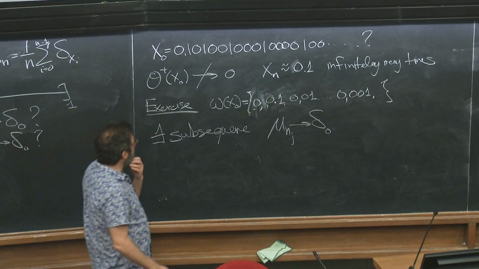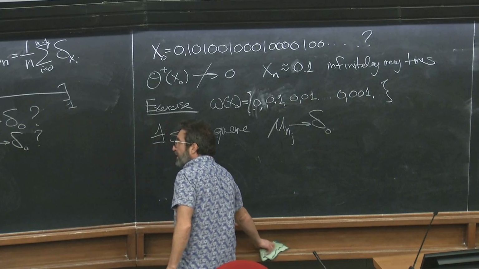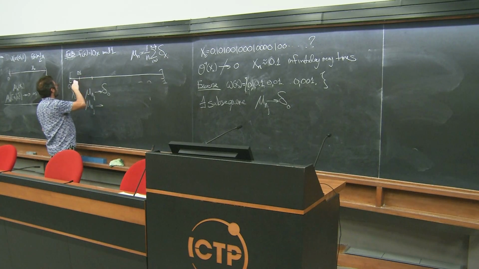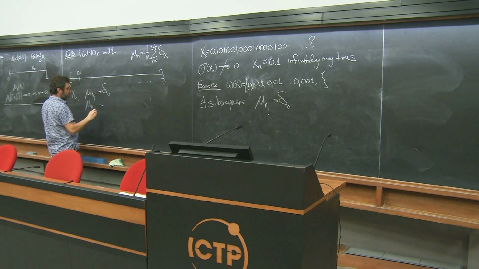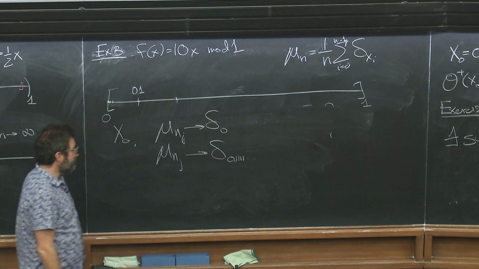Let's push this idea a little bit further, okay? So how about now we construct a point that has both. We want an initial condition such that some subsequence of mu n converges to delta 0, and some other subsequence converges, say, to the fixed point. So there is a fixed point, 0.111 repeating, delta at 0.111, or any other fixed point.